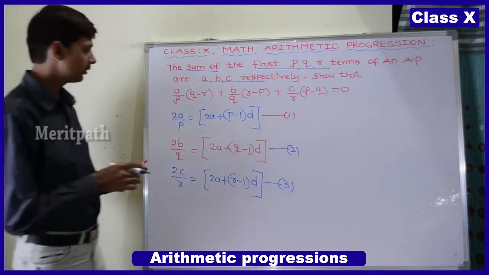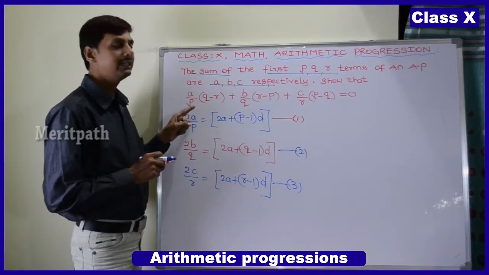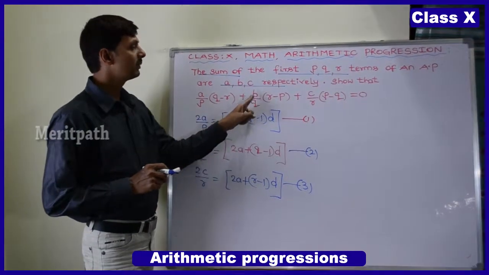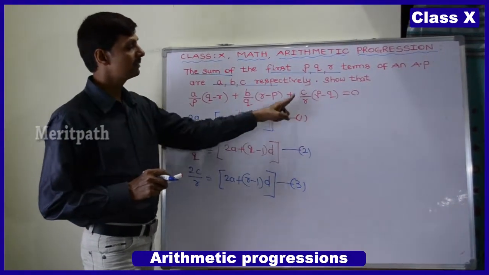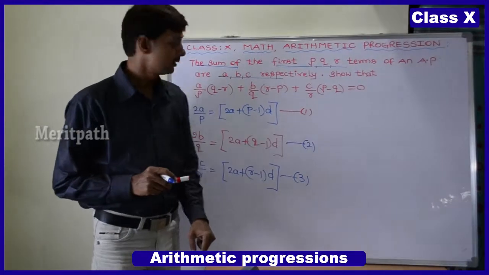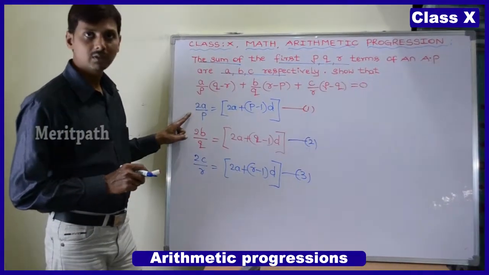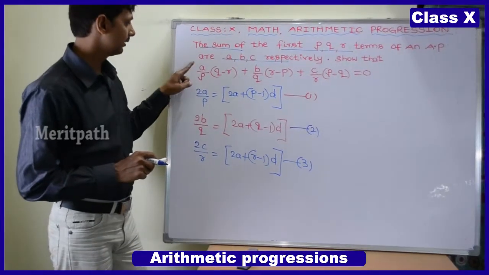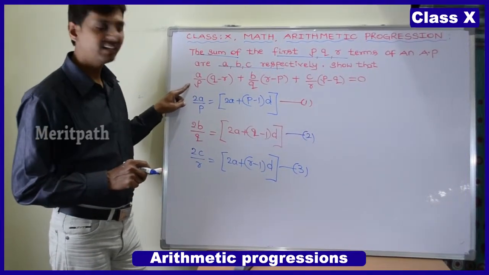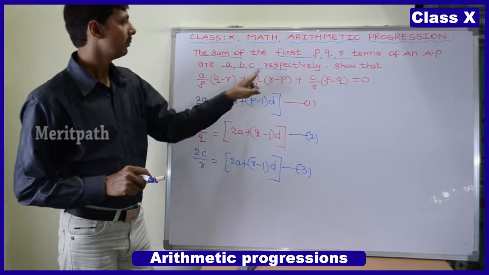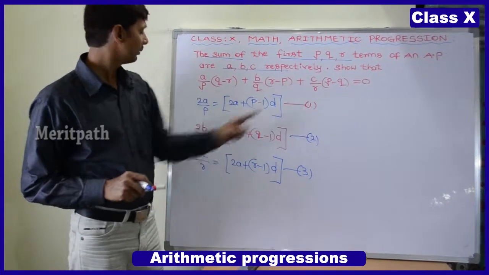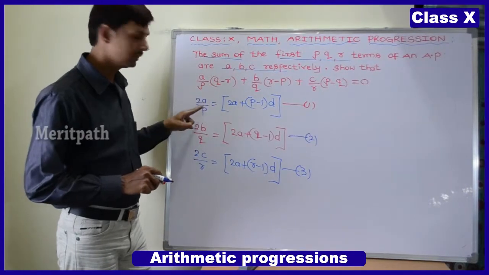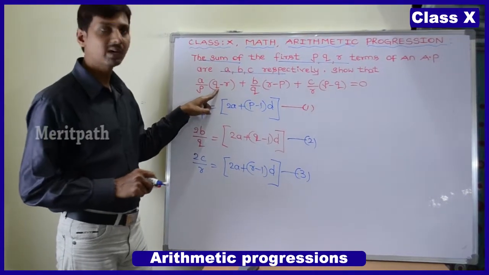here we need to find out a by p into q minus r plus b by q into r minus p plus c by r into p minus q. So here we can observe that a by p is already present in this, b by q is already present in this, c by r is already present in this. But in the first equation we don't have q minus r.